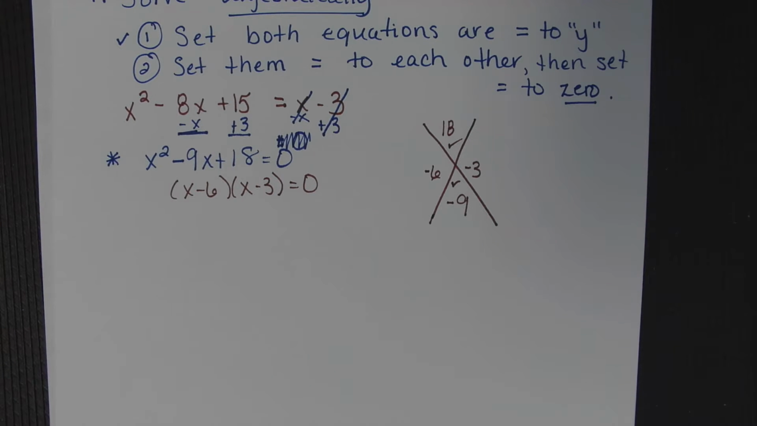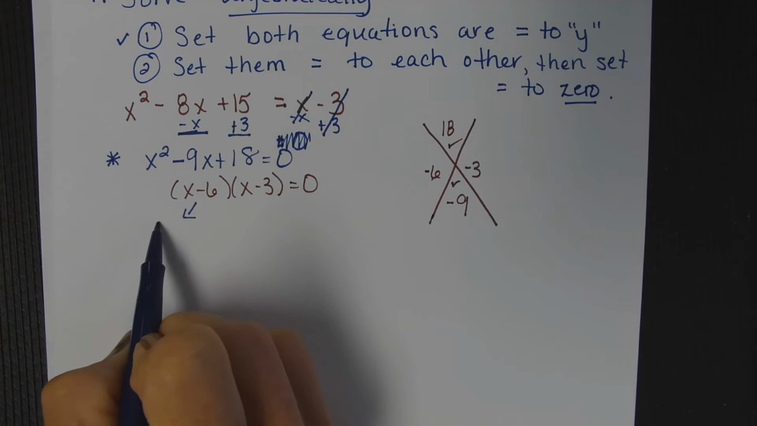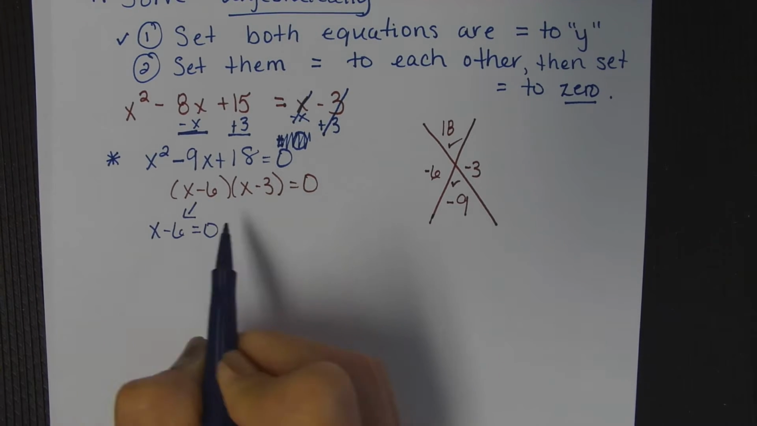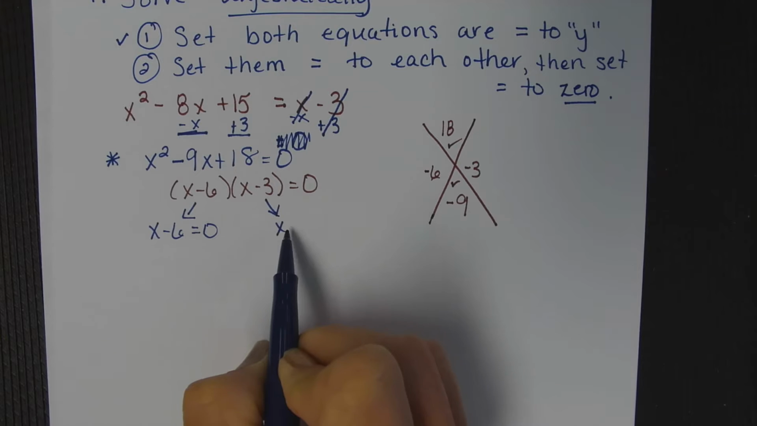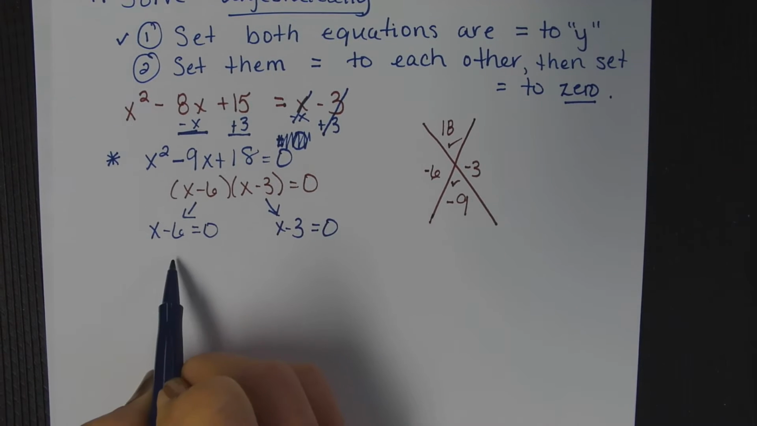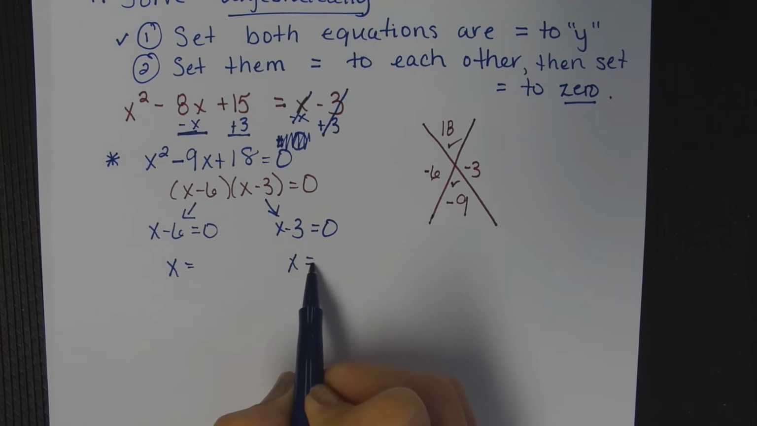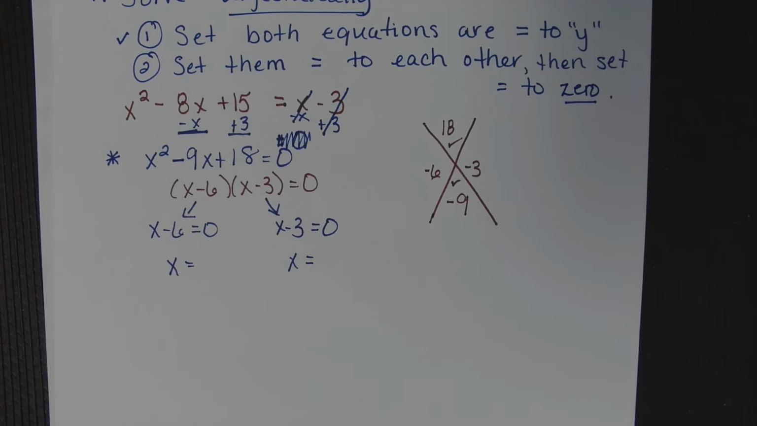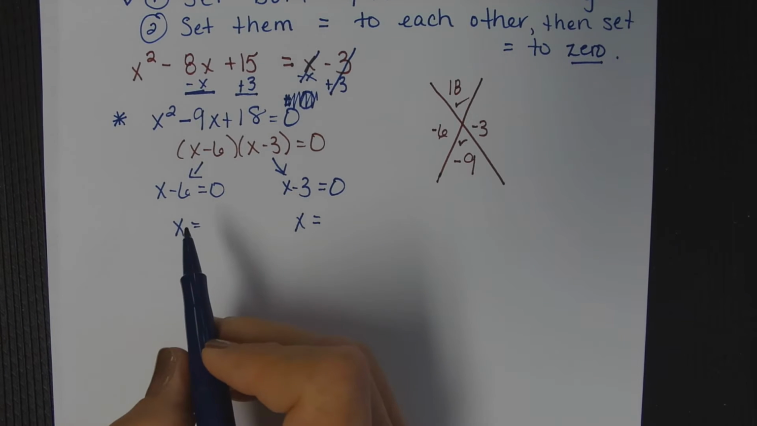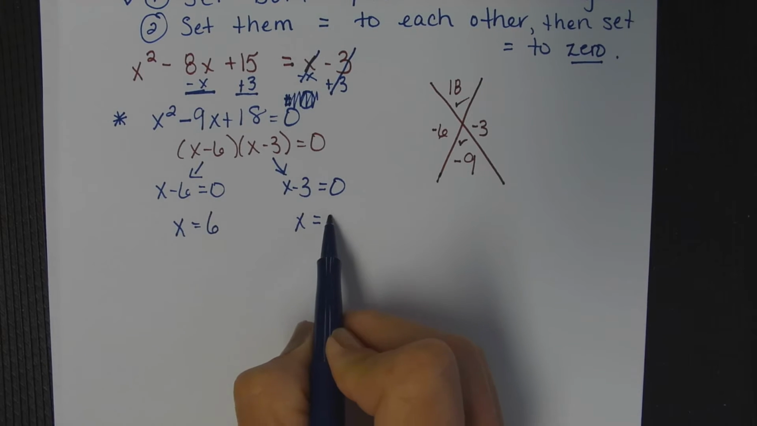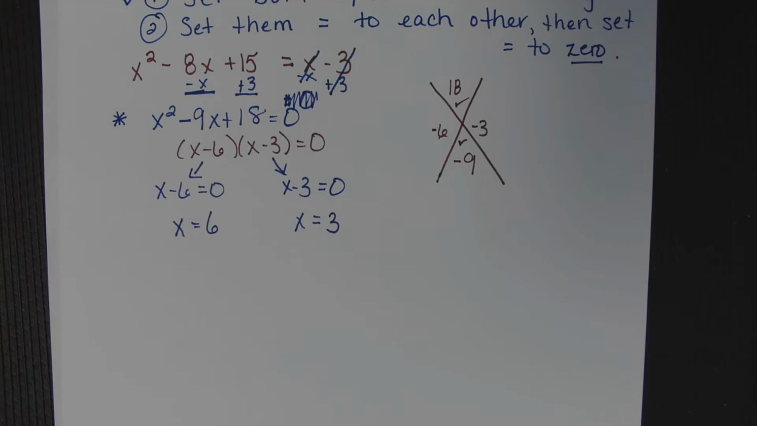Okay, this is review from the beginning of the chapter. You're going to set this equal to 0. And you're going to set that equal to 0. I have two x's. What are they? Say it louder. Okay, I'll pause for a second and let you catch up. We have two x's. X is 6, x is 3.